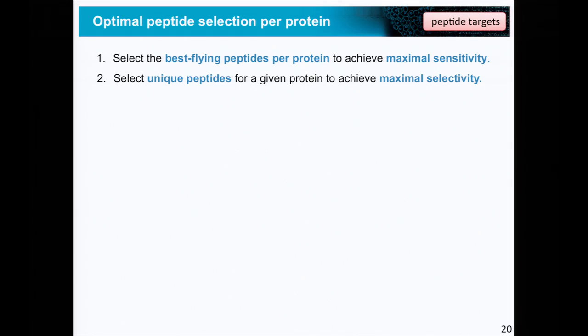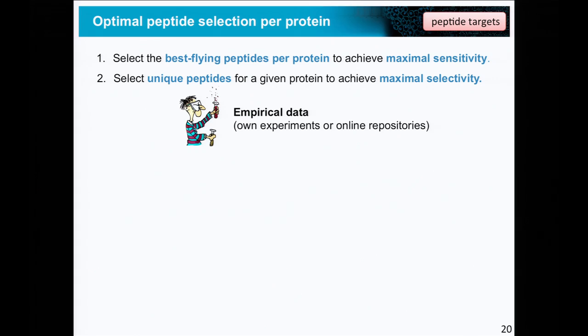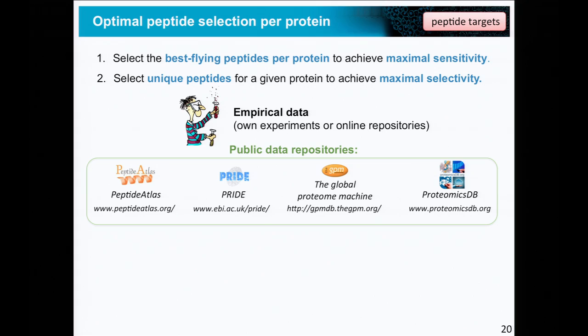So how do you find out which are now these best flying peptides in your sample? Well, the best way to find out which are these best flying peptides is to use empirical data. And there are 2 different sources of empirical data. You can either use the data of other people, and there are a lot of public data repositories out there where proteomic data is stored, like the Peptide Atlas or PRIDE or Proteomics DB and many others. And you can mine those databases and look which peptides for my protein has been identified by others before.